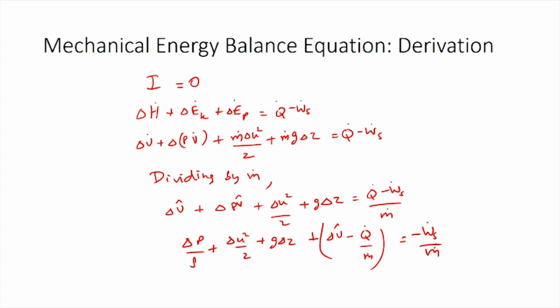What I have done here is delta P times V cap, I have converted to delta P divided by rho. V cap is specific volume which is equal to 1 by rho. So, by substituting density in terms of specific volume, we get delta P divided by rho instead of delta P V cap. The rest of the terms are the same except for some rearrangements in the equation.